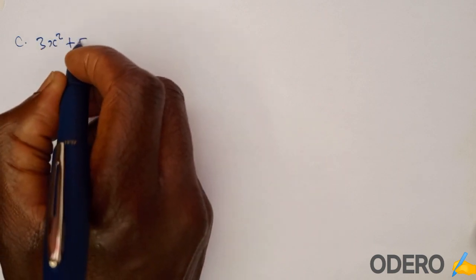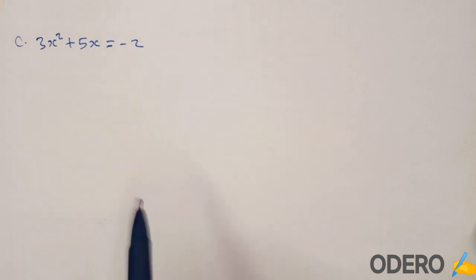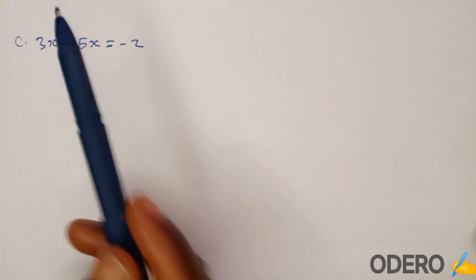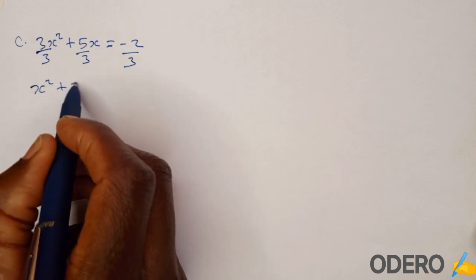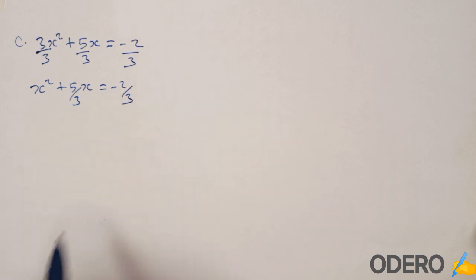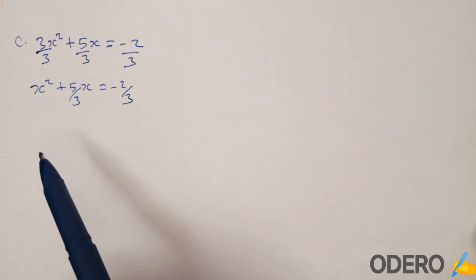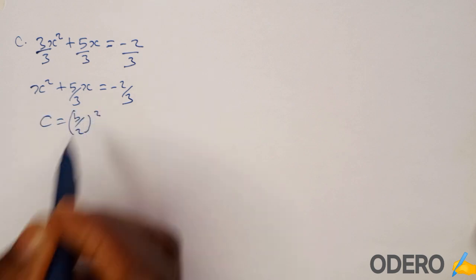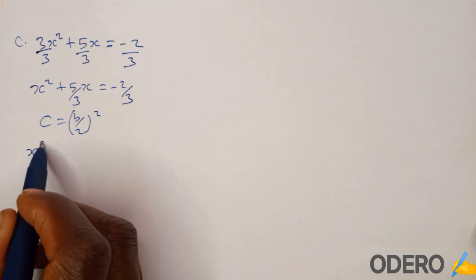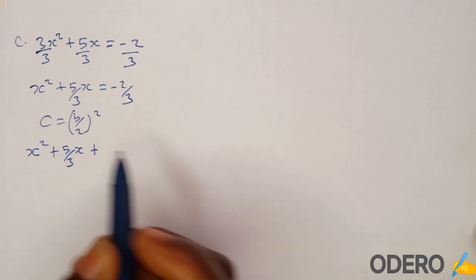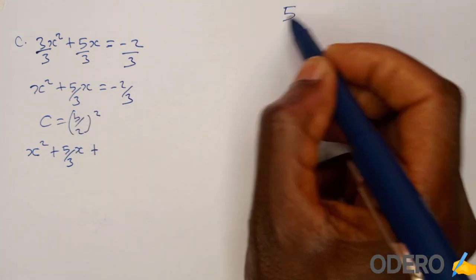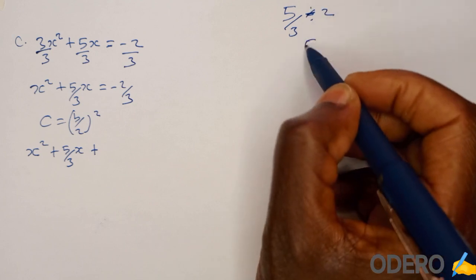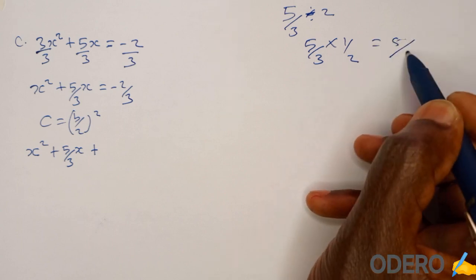So see, we have been given 3x squared plus 5x is equal to negative 2. So we solve. Already this one is on this side. We just need to make the coefficient of x squared 1 by dividing everything by 3. Then we're going to have x squared plus 5 over 3x is equal to negative 2 over 3. Then we complete this expression by finding whatever c is. We said c is b over 2 squared. So our b is 5 over 3. 5 over 3 divided by 2 is the same as 5 over 3 times 1 over 2. So this will be 5 over 6.